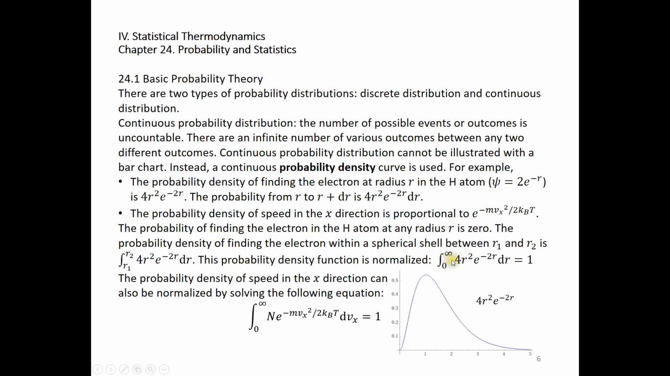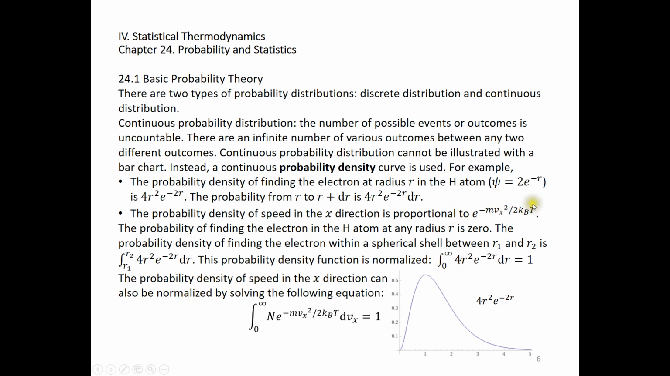What if you have a range from 0 to infinity? Of course it's going to be 1. That means the probability of finding an electron in the entire space. Actually, when you see this, that means the entire universe. Well, it's just 100%.